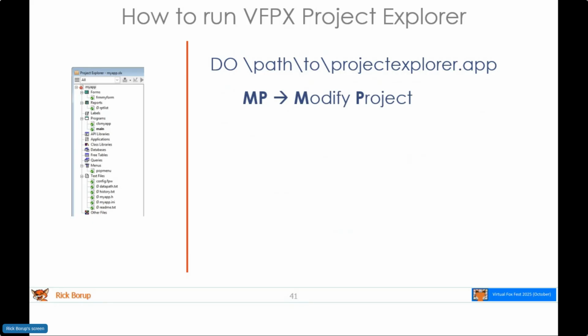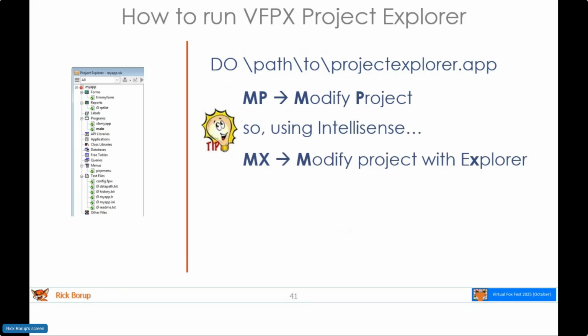I wanted something similar to that for Project Explorer. So I created an IntelliSense script using MX, which to me stands for Modify Project with Explorer, because MX is easy to type. It's similar to MP. It's easy to remember, and it was very easy to set this up. The script for that IntelliSense is in the appendix in the white paper. If you're interested, certainly free to use that as well. So you will see me typing MX at least once or twice, probably in the course of the demonstration today.